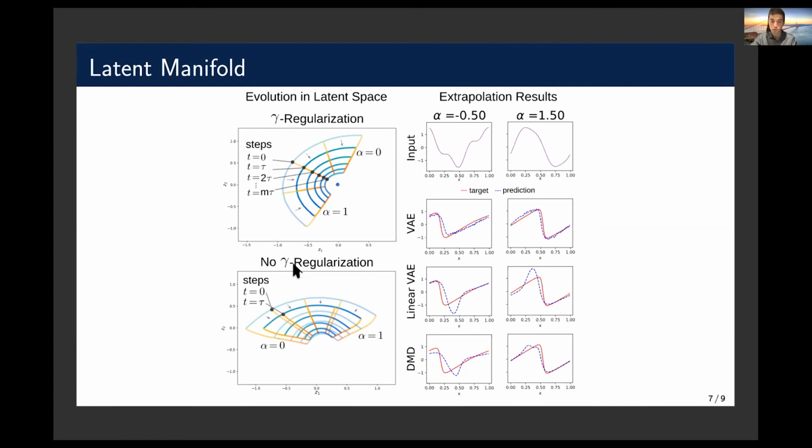Whereas when we set gamma equal to 0, and we only want the method to predict a single time step forward, then you see it doesn't perfectly match up, and this ends up having poor multiple time step accuracy. And then here on the right, there are some extrapolation results of alpha outside of the training data set for VAE, linear VAE, DMD. You can see VAE is pretty good at extrapolating.